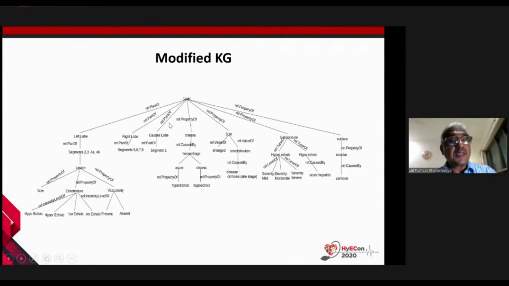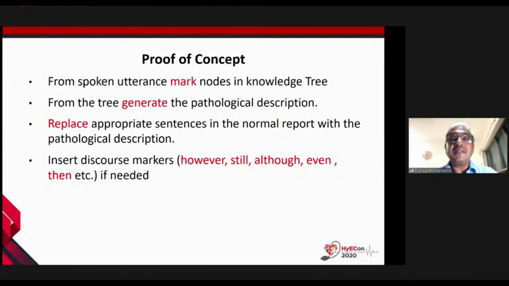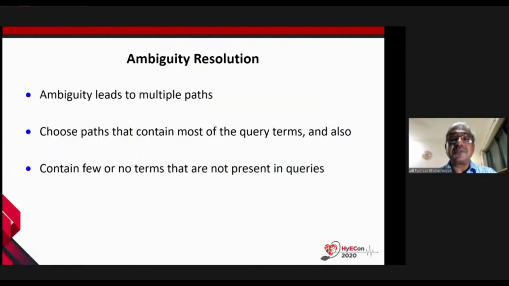Here the picture is in the form of what is called a tree, which computer scientists are very familiar with. And then this tree is navigated with an algorithm to produce the proper pathological description. Now, the challenge that we face here is there is ambiguity. All sentences have ambiguity. I'll make more remarks on this as we go forward.